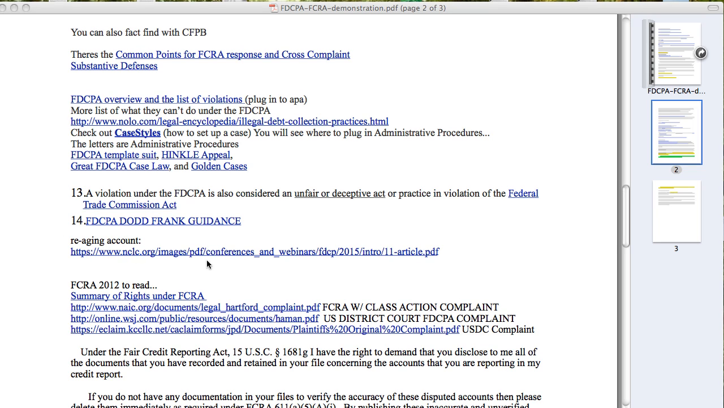The re-aging of accounts is illegal. That's some information on it. Summary of rights under the Fair Credit Reporting Act. You want to get into that.